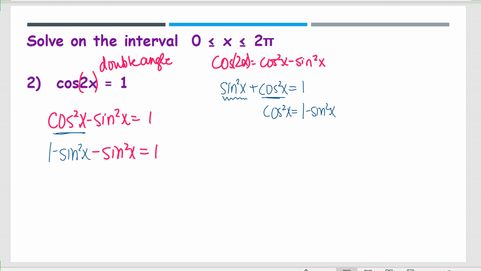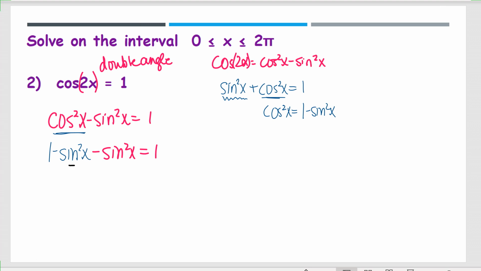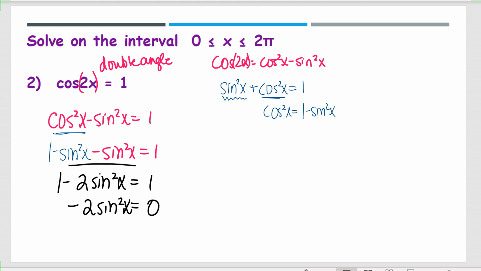Now at this step of the game, we can combine all of our terms and we can work through the process in order to isolate the sine squared terms. So a negative sine squared minus sine squared would give us negative 2 sine squared. So I have 1 minus 2 sine squared equals 1. If I subtract 1 from both sides of the equation, I'm left with negative 2 sine squared of x equals 0. When you divide by negative 2, you will now have sine squared of x equals 0.